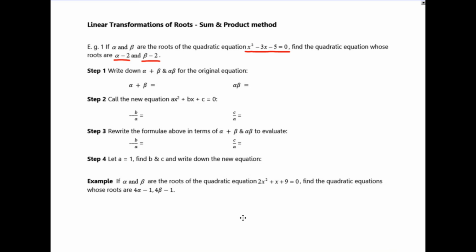So alpha plus beta is equal to minus b over a. In this case, b is minus 3 and a is 1, so I can write down that's equal to 3. Alpha beta is equal to c over a, which is minus 5 over 1. So I can just write that.